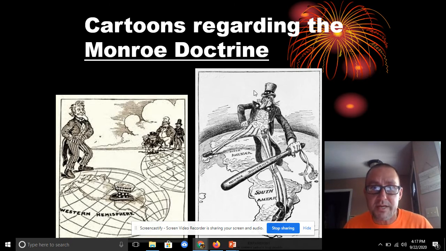The other cartoon, now I have my cursor over kind of in the middle, also supposed to be Uncle Sam, although he's drawn by a different artist. And you can see Uncle Sam has the Monroe Doctrine Club, and he's standing with a leg on the top of North America and the bottom of South America, essentially saying, we claim this turf. This is our backyard. And if you come over here and mess with any of it, we're going to club you with the Monroe Doctrine.